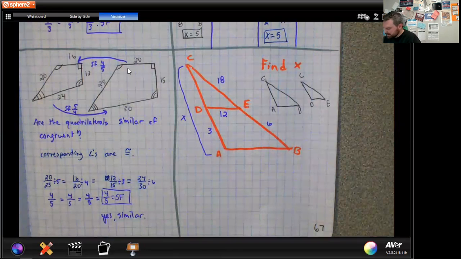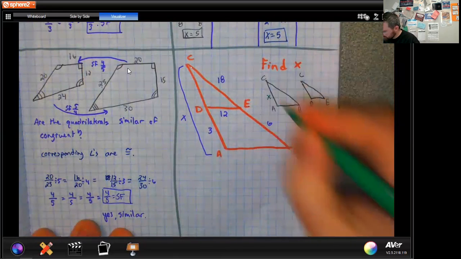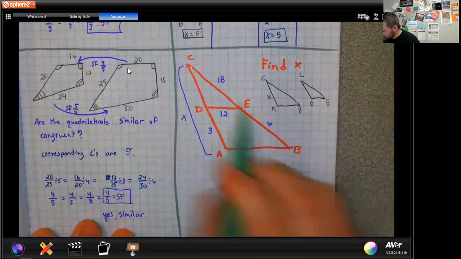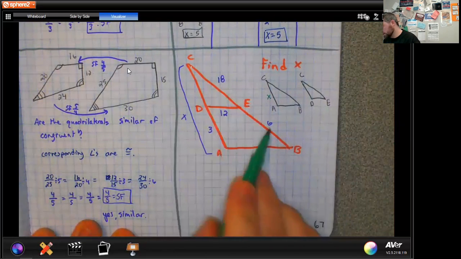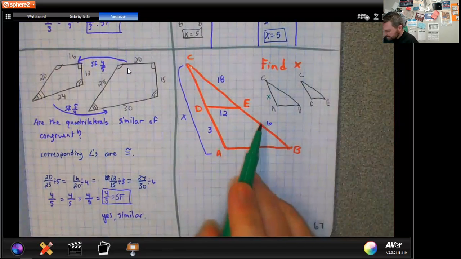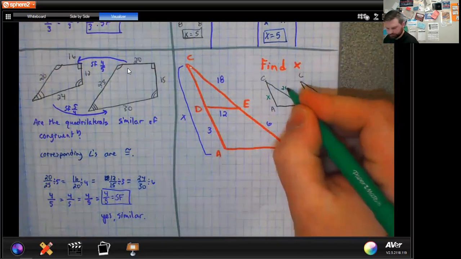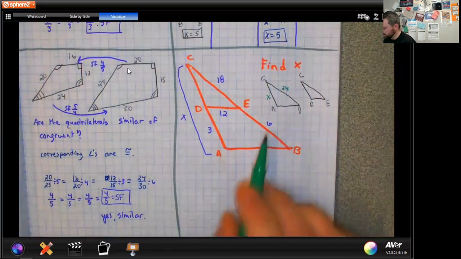So AC is x, so that's x. AB, I don't know it. And CB, I have to add these two numbers together. So 18 plus 6 would be 24. So in that one, I just have these two sides.